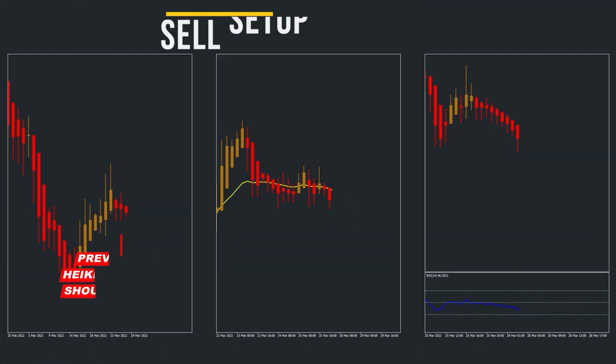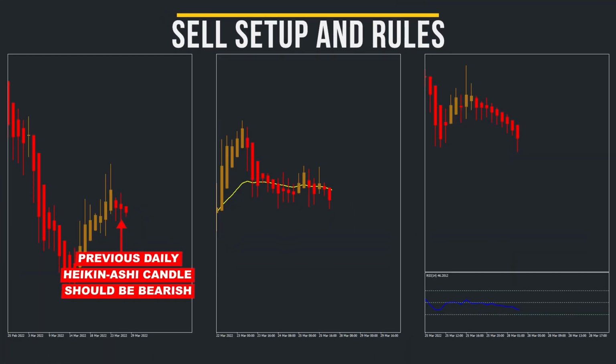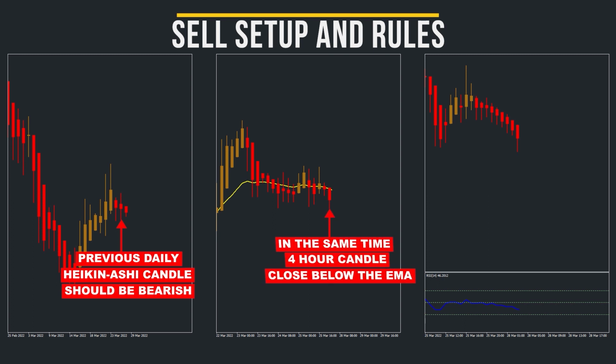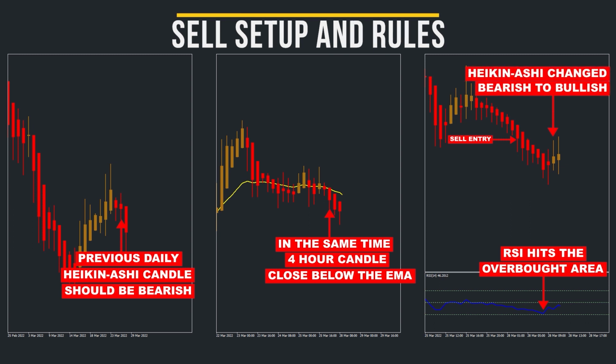In order to place a sell order, the previous daily Heikin Ashi candle should be bearish. At the same time, the 4-hour candle must be below or cross the 14-period EMA. If these two circumstances show up in the charts, you may use the RSI strategy to find a short position in the 1-hour time frame. The RSI line has crossed below and the Heikin Ashi candle has changed from bullish to bearish. Exit the trade when the RSI reaches oversold area or the Heikin Ashi candle turns from bearish to bullish.